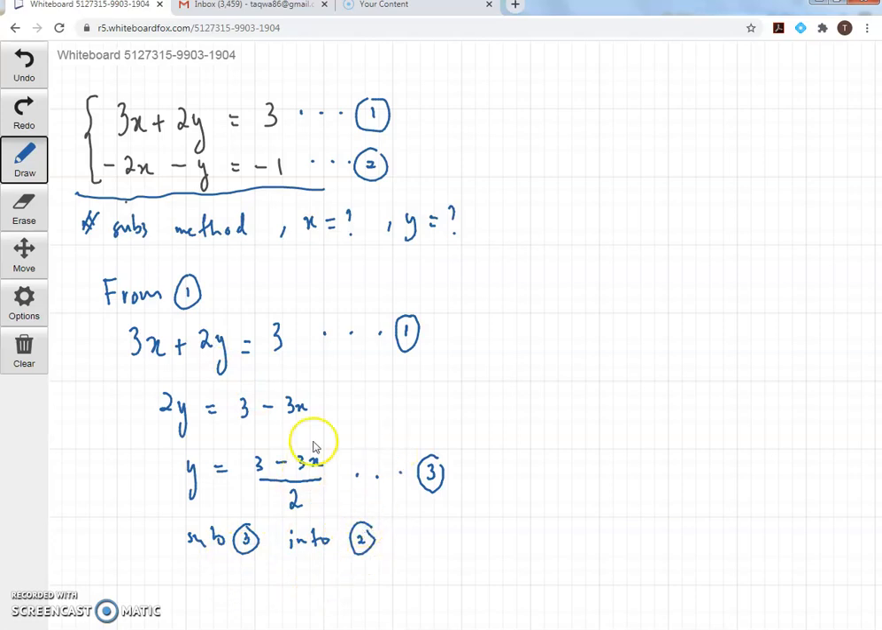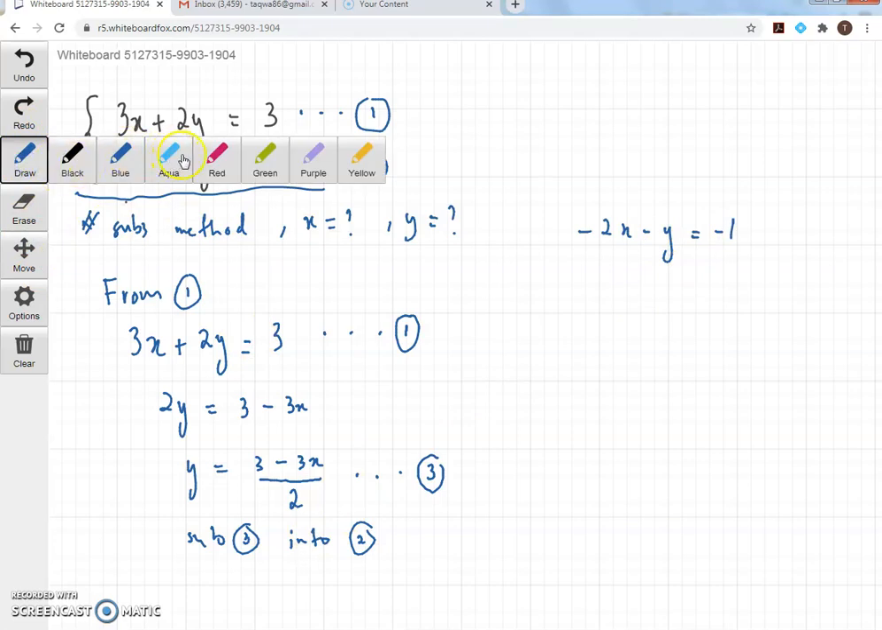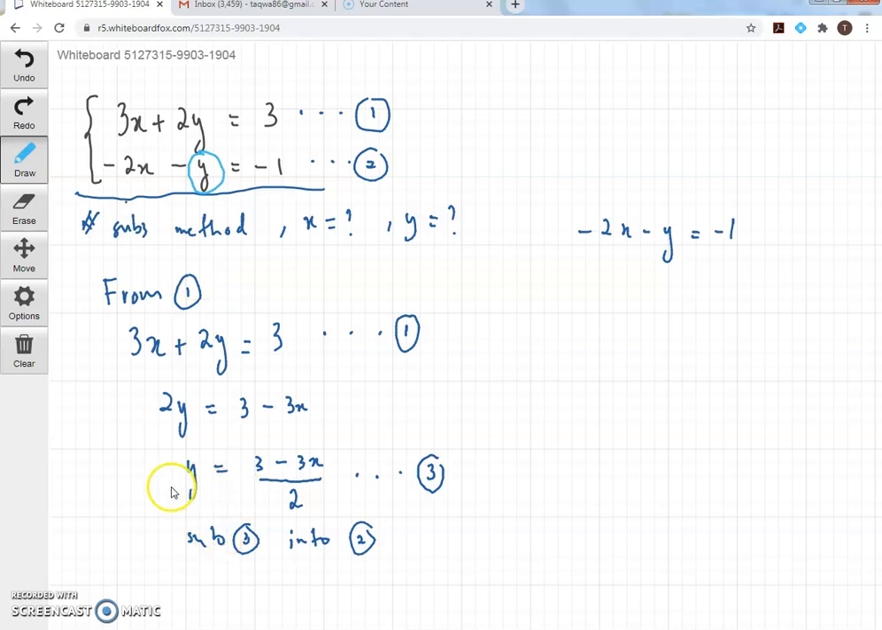So here, you see the value of y equals 3 minus 3x over 2. So let's write back what equation number 2 is. Equation number 2 is negative 2x minus y equals negative 1. If you see here, the thing that we are going to change is this part, y. We are going to replace it with this one. So let's try to do it.